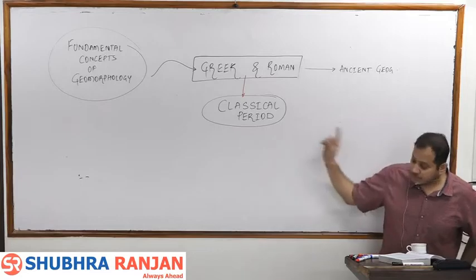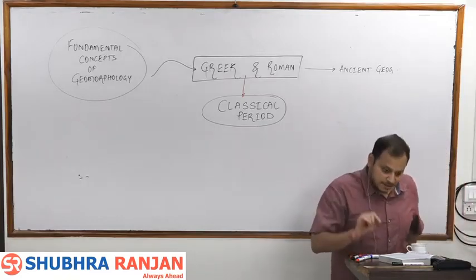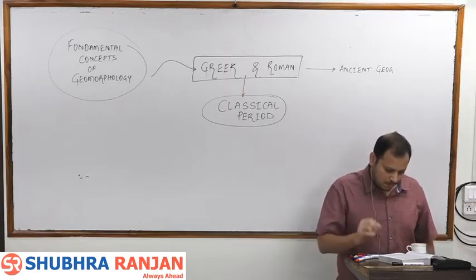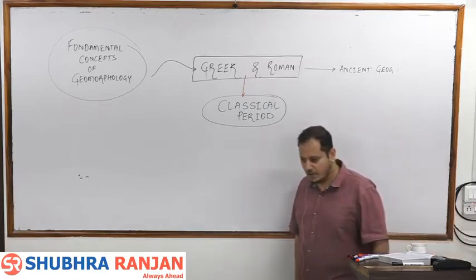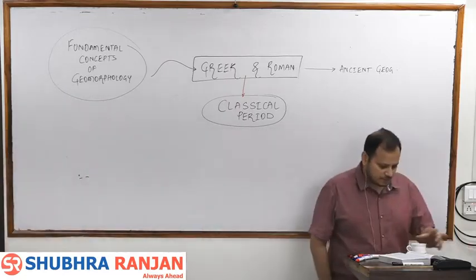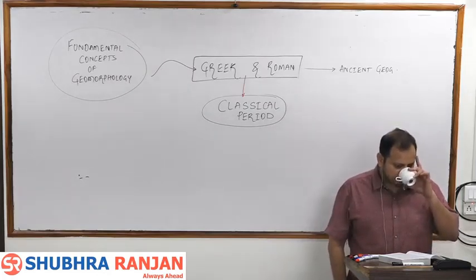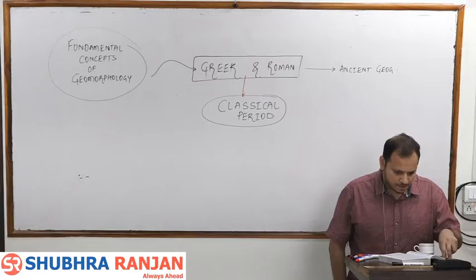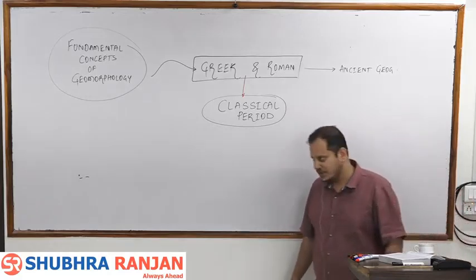Getting it? So we will be writing only one thing. The development of geography occurred in the classical period. In the classical period, there was birth of new modern geomorphic ideas. न्यू मॉडर्न जियोमॉर्फिक आइडियाज.